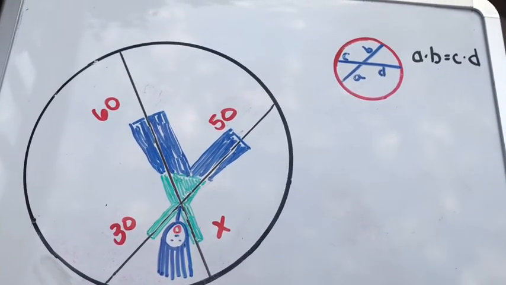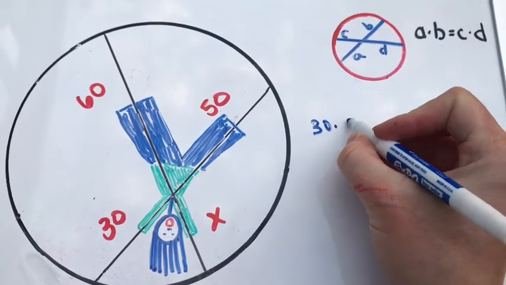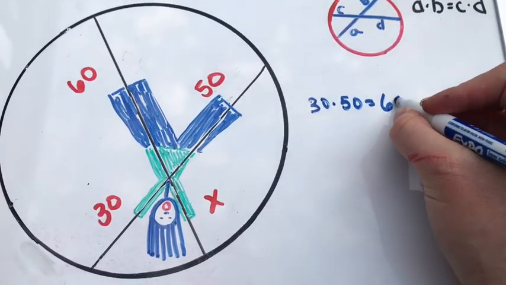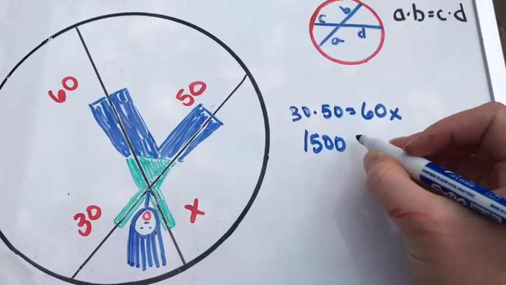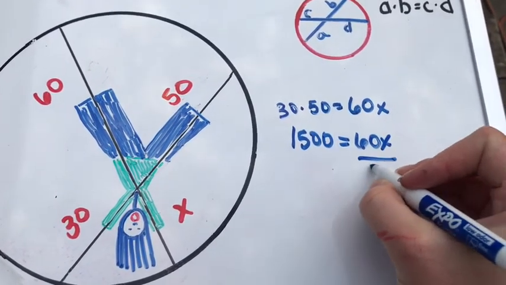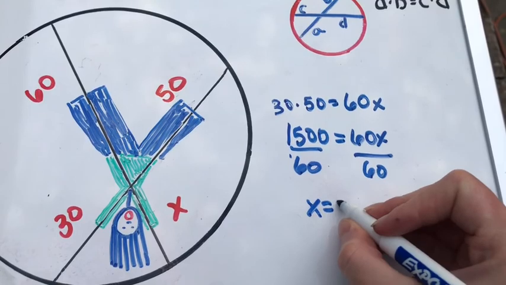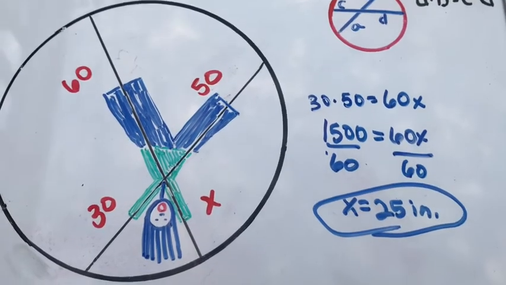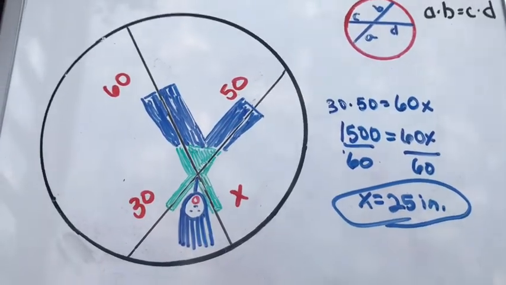All right, so I'm going to say that my 30 and 50 are my A and B. So I'll say 30 times 50 equals my C and D, so 60 times X. All right, and 30 times 50 is 1500. And that's equal to 60x. We're going to divide by 60. Okay, so x is equal to 25 inches. All right, so that means that arm is 25 inches, and yeah, I'm just awkward like that. All right, there you have it.